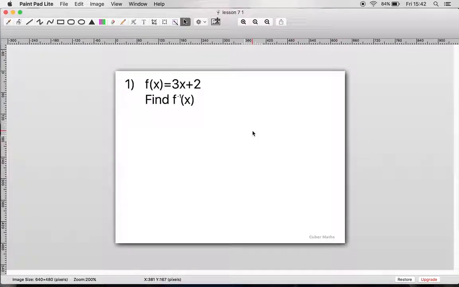Before you watch this video, make sure to go and check out my video on functions, which will be linked up here by an iCard, as this will help you out in this video.